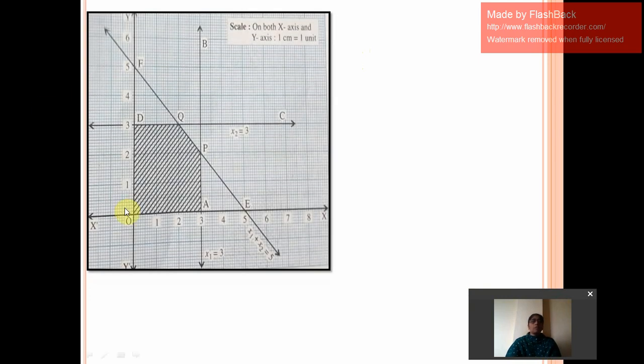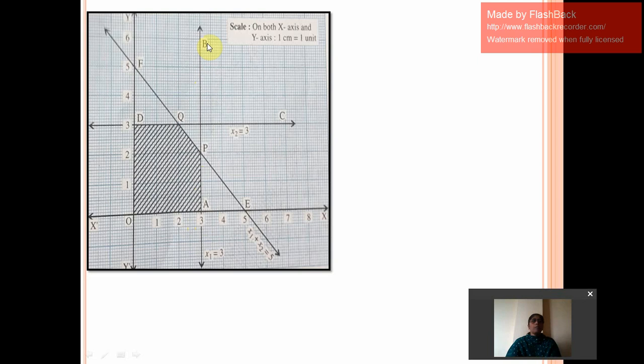First, draw coordinate axis. Plot first line x1 is equal to 3. Plot the point x is equal to 3, passes through the point (3, 0). Draw the line AB.